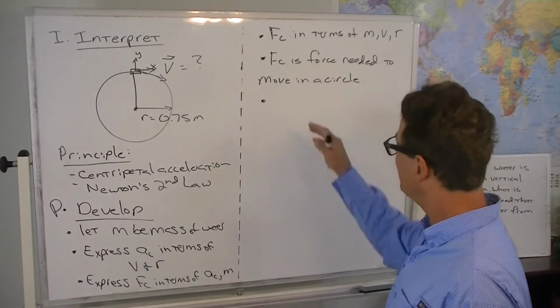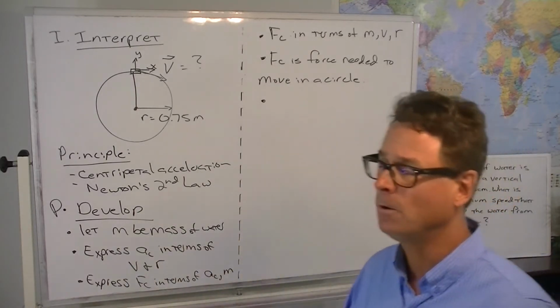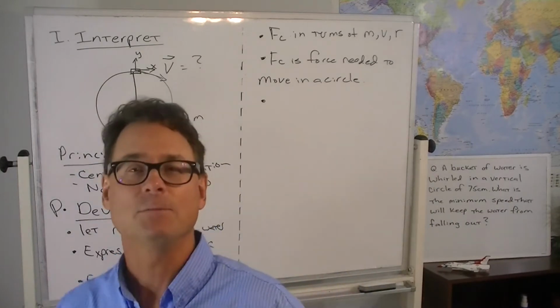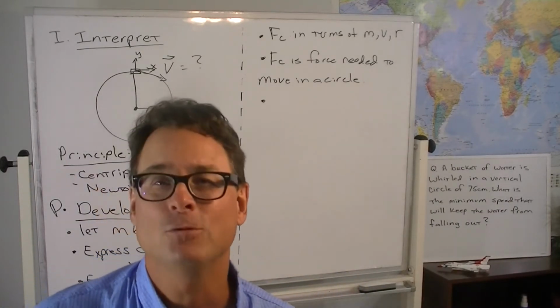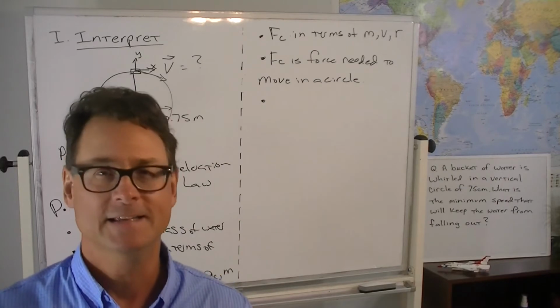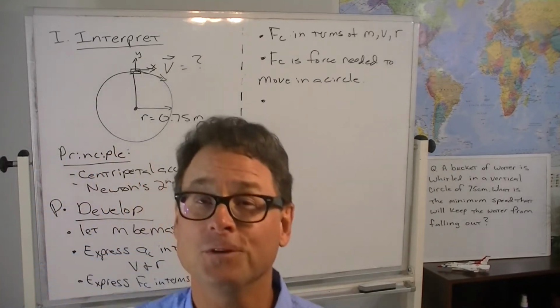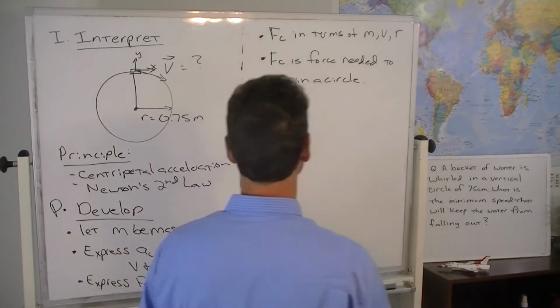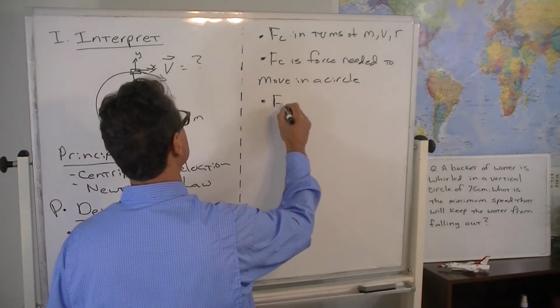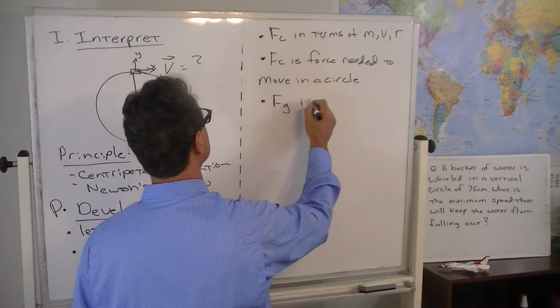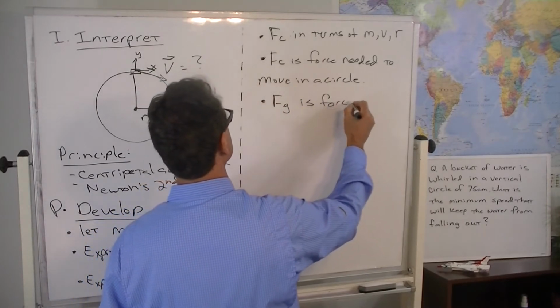All right, but at the top of the circle, the bottom of the bucket's not exerting any force on the water in this minimal velocity scenario, right? That water's almost going to fall out. So the force that we have is the force of gravity.